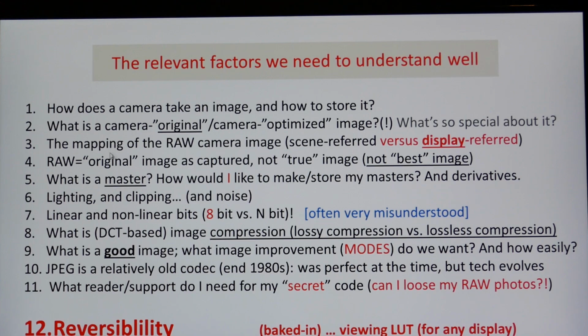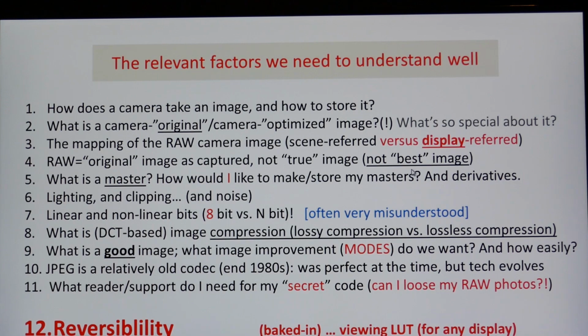So raw is just an original. It's not a true image. It's not really necessarily the colors you see out there in the world, because, as we will see in another video, cameras cannot really measure accurately the colors that humans see. It's just an approximation.